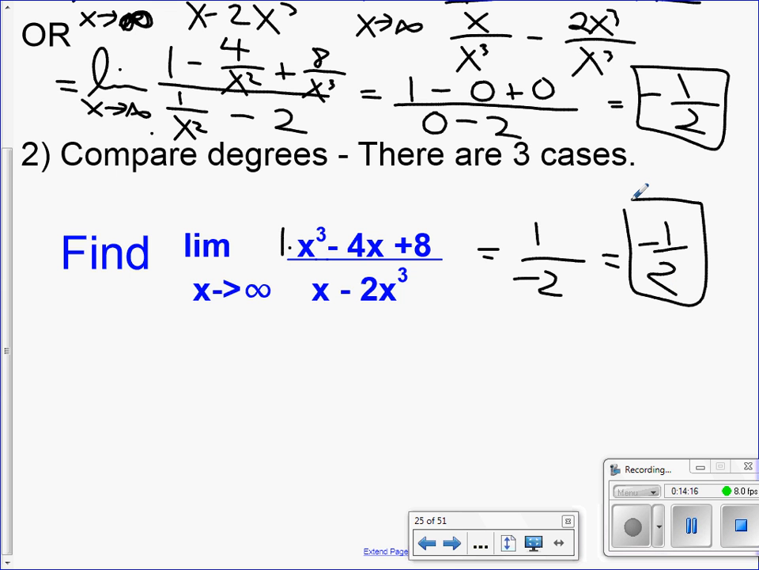But the reason it works like that when the degrees are the same is because when you divide through by that highest power and take the limit, all the other terms are going to be 0. That's why it works.